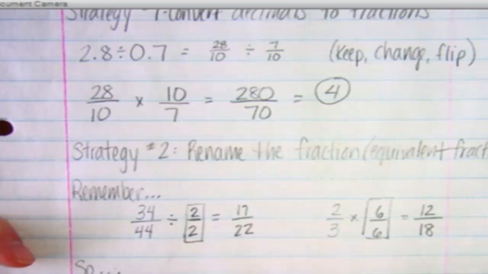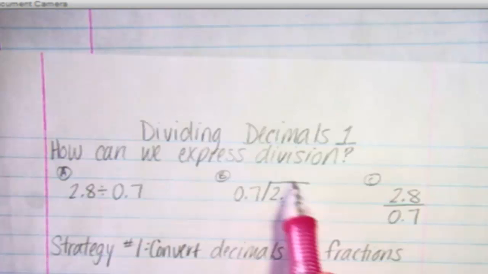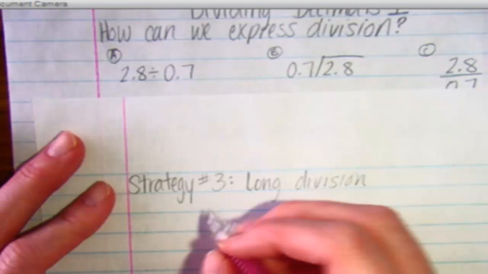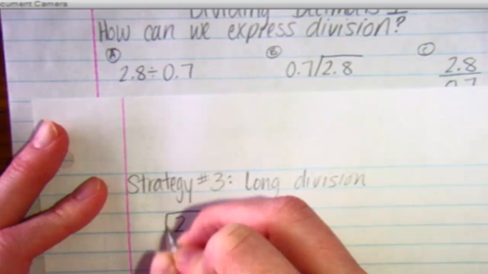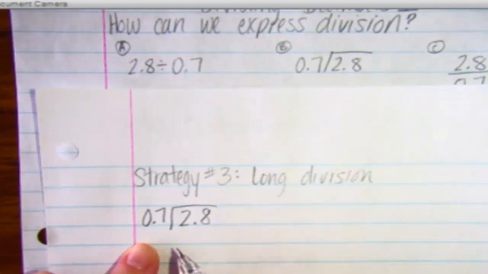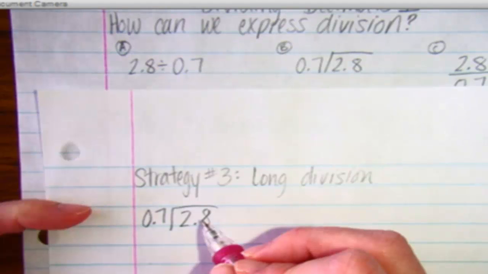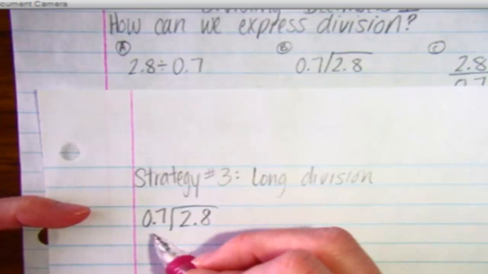A third strategy is using long division. Looking back here at this division with the house symbol, that's what we're going to use for our long division. So I write this as 2 and 8 tenths divided by 7 tenths. Now these decimals are going to confuse me here. I want to get rid of them. Just like I did when this was written as a fraction, I can multiply both sides by 10 to get rid of that decimal.